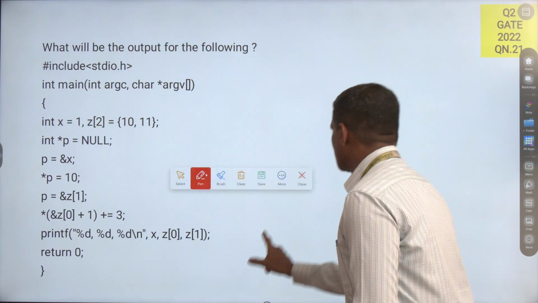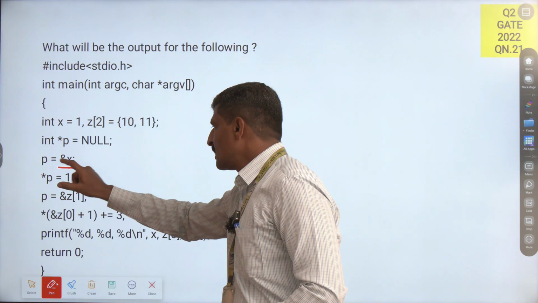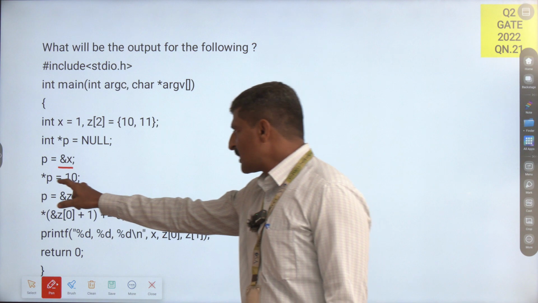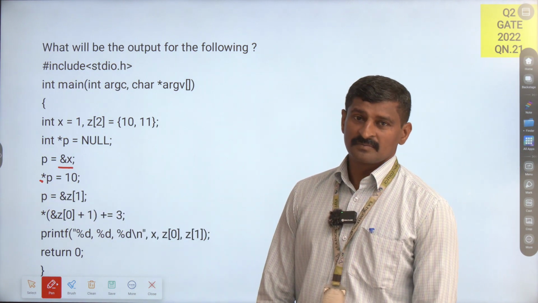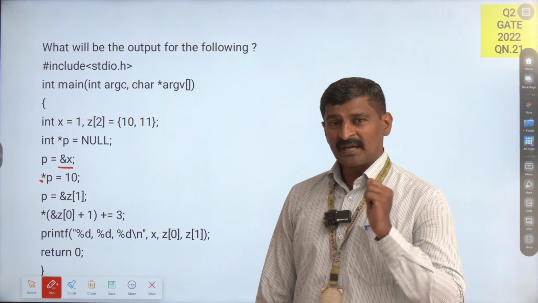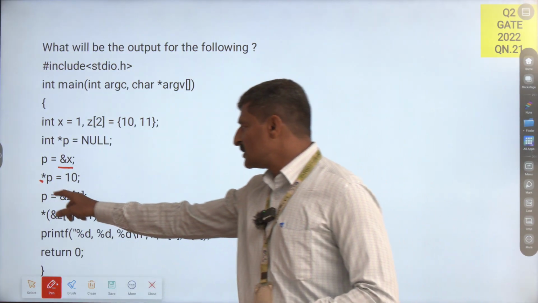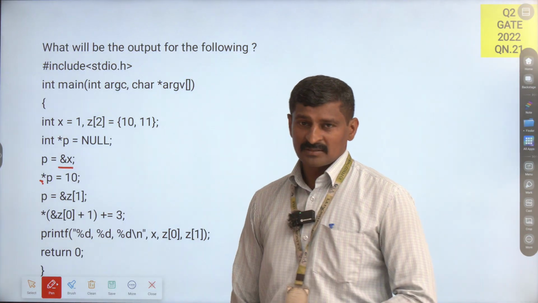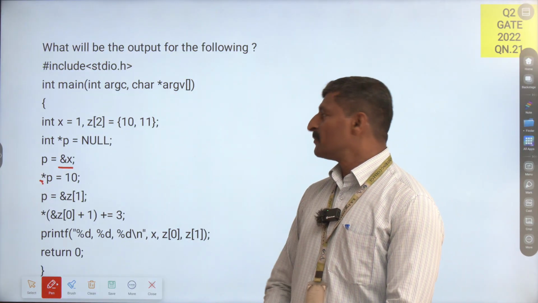The ampersand symbol represents the address of operator. The star represents the value at operator. So we use two operators. One is ampersand, which represents the address of operator, and the other is star, which represents the value at the address. Keep these points in your mind. Now we solve the problem.